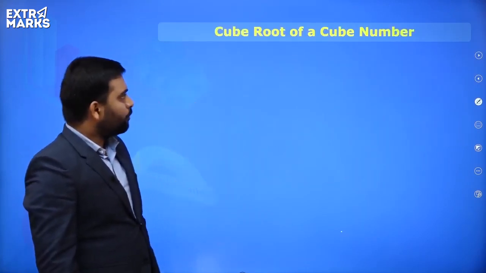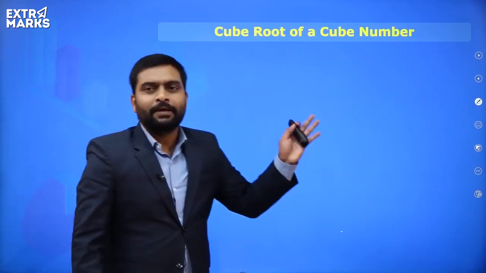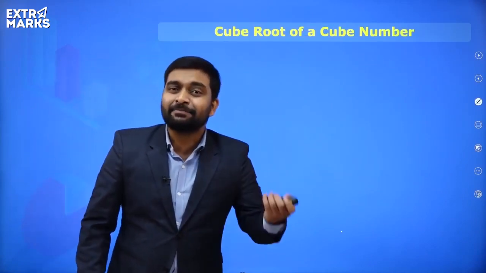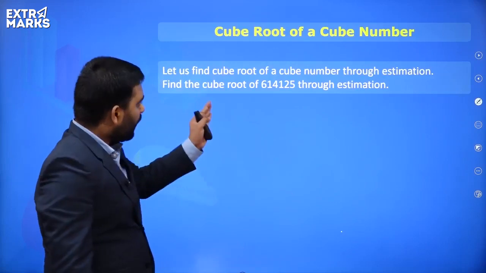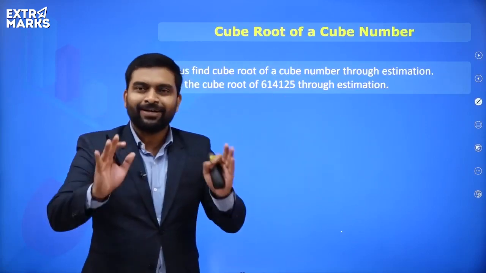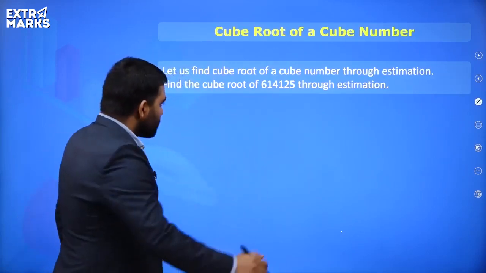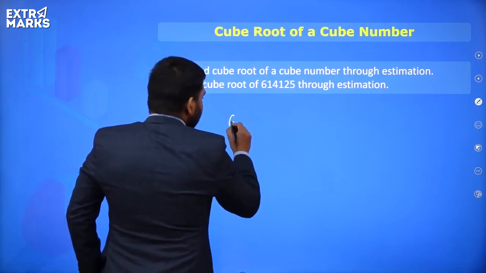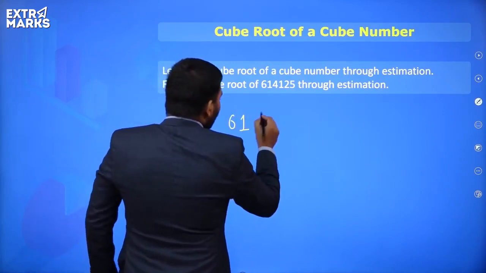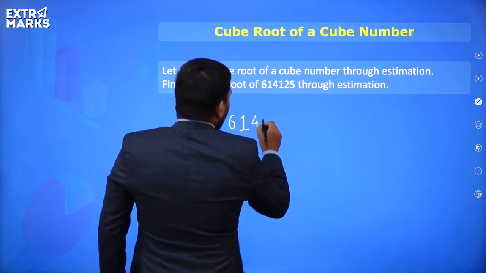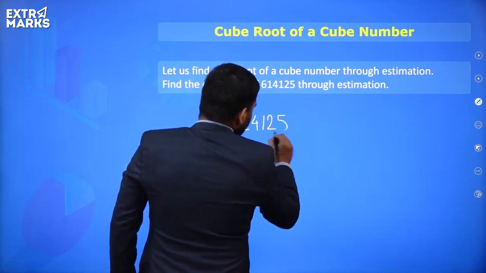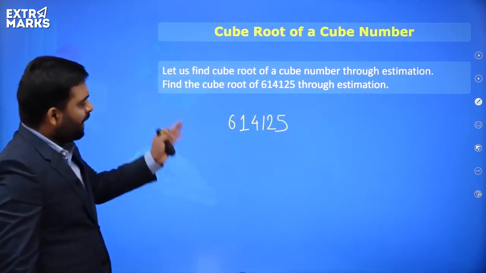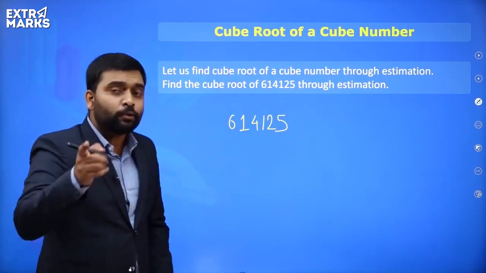Let's go ahead now. Cube root of a cube number. Basically, we'll understand the estimation, everyone. So now a number is given to us. Okay, everyone. Now this is a trick. Understand. So it is 614125. You all have to find the cube root of this number.